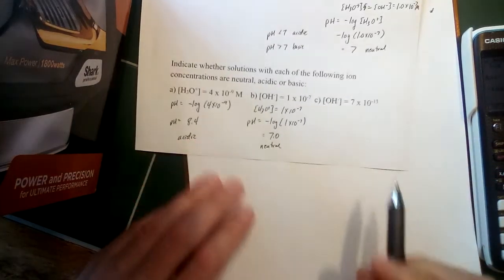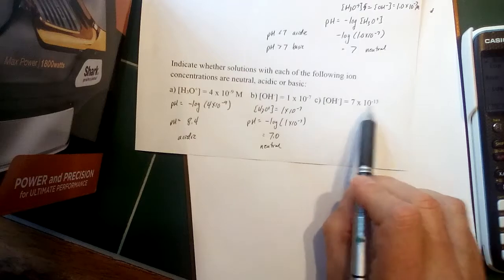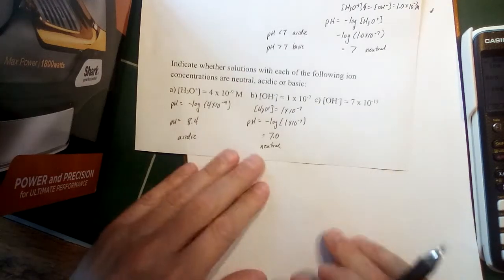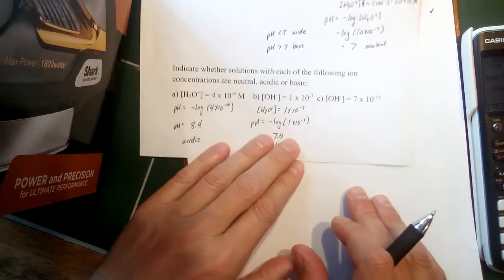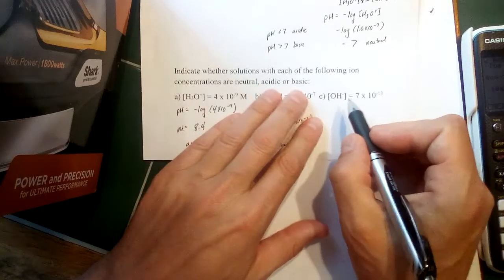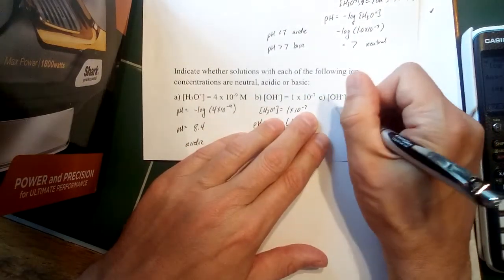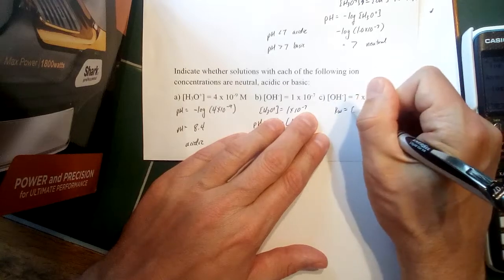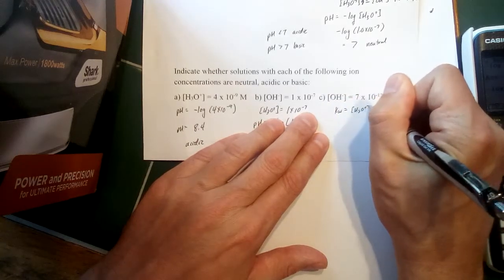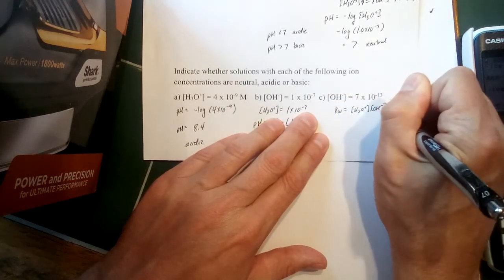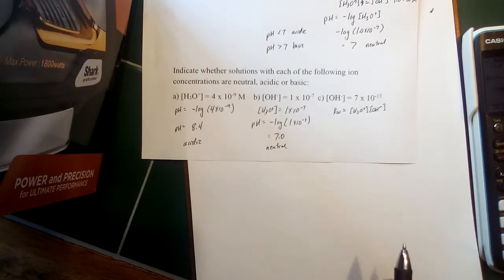Now this last one, we're given the hydroxide ion concentration, 7 times 10 to the minus 13th. Now here's where we can think about how we can use Kw. Because to get pH, we need hydronium ion concentration. So if I take my Kw expression up here, I can rearrange that to solve for the hydronium ion concentration.